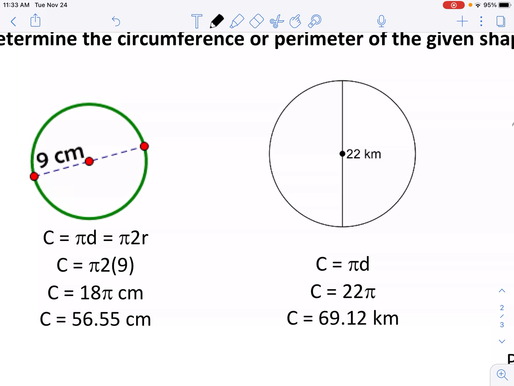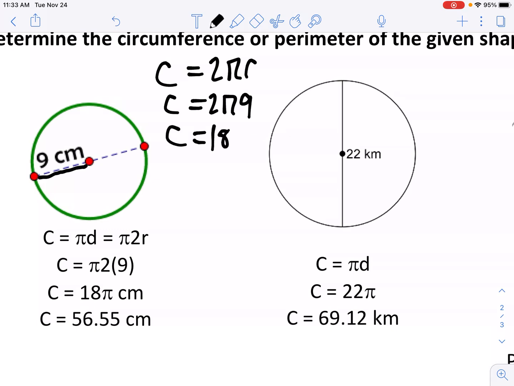The circumference of a circle is its perimeter, and we have two equations for it. In our case, they're giving us the radius. So if they give us a radius, we're going to use 2 pi r. So our circumference would be 2 pi times the radius, which is 9. Multiplying that together, we get 18 pi. 2 times 9 is 18. And then in our calculator, if we multiply that out, we get approximately 56.55 centimeters.